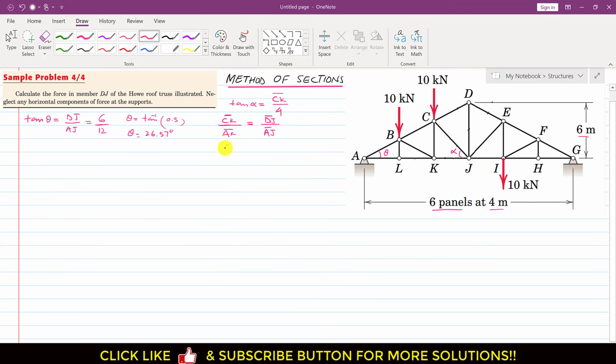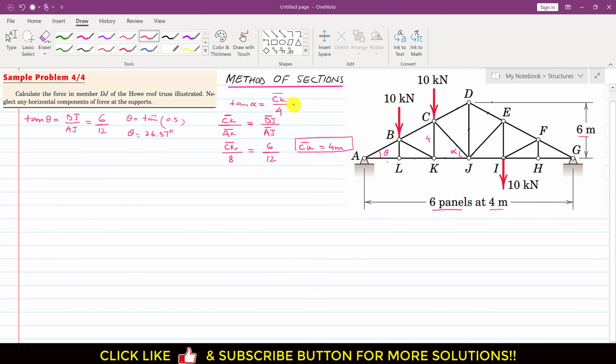So now we can write CK, and the AK length from A to K is 4 plus 4, so this is 8. This is equal to DJ, which is 6, and AJ is 4 plus 4 plus 4, so this is 12. So from this, CK is equal to 4 meters. Now we know this CK length, and we can write that this is 4 meters.